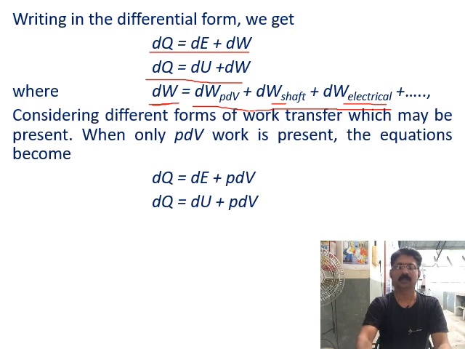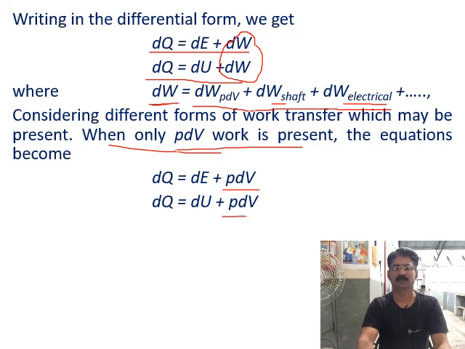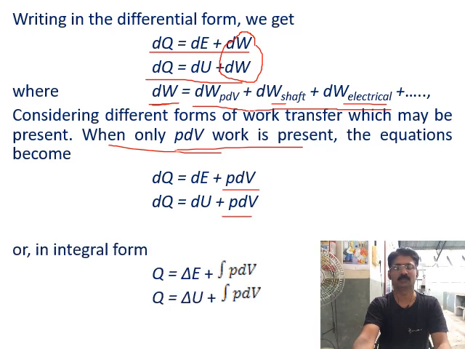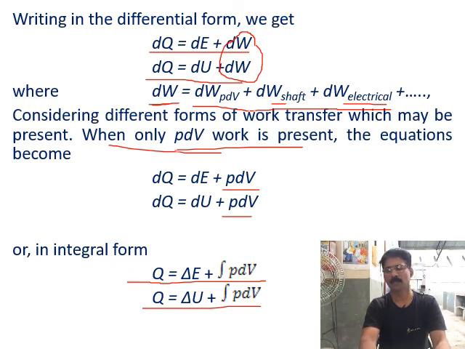Now in the absence of other forms and considering only the PdV work, in that case you have to replace dW by PdV. And if you want the absolute value of the heat transfer, then you have to integrate this and you will get the two equations: Q is equal to delta E plus integration of PdV, and Q is equal to delta U plus integration of PdV.